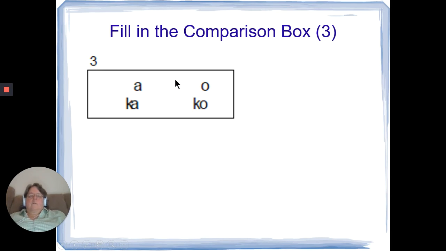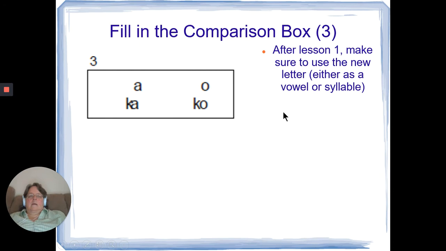So then we go to the comparison box, and in this box we are going to be comparing what different vowels look like with the same consonant. So we're comparing the consonant with the different vowels. So for lesson 1, if possible, if we have 2 vowels in the lesson, we want to use both of those vowels here and then the same consonant. If, for instance, in lesson 1, we only teach 1 vowel, then we would use the same vowel here and different consonants, but that's only for lesson 1.